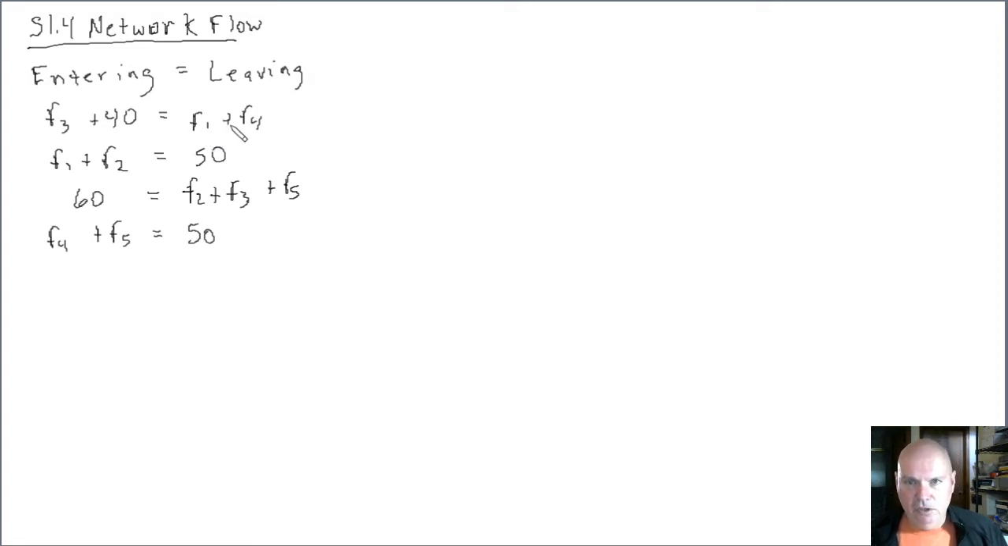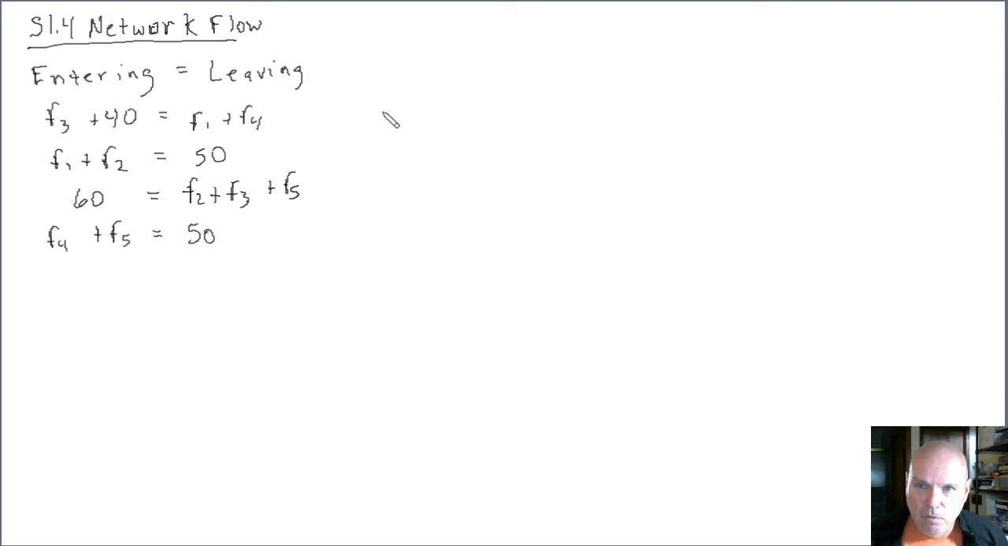This technique in circuit analysis is called nodal analysis, where we sum the entering and leaving currents at each node. There typically, I take the leaving currents to be positive and the entering currents into a node to be negative, and set the sum equal to 0. But this is just an alternate approach where I'm setting the entering flows equal to the leaving flows.